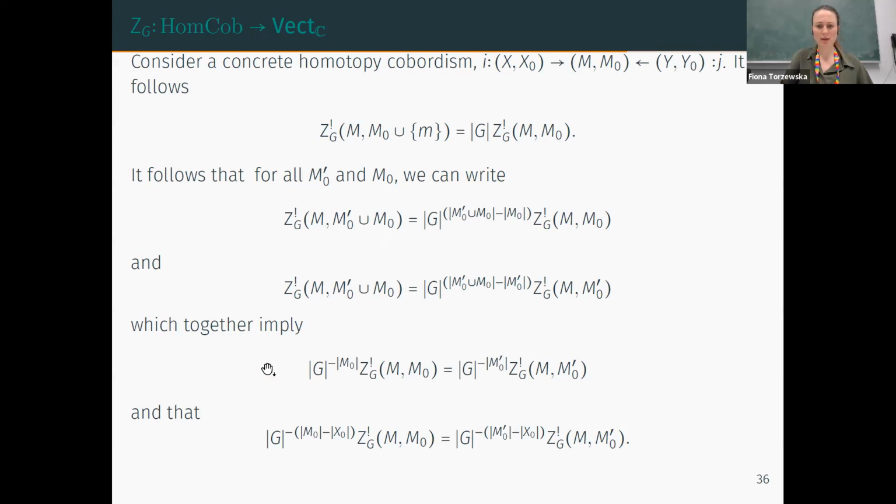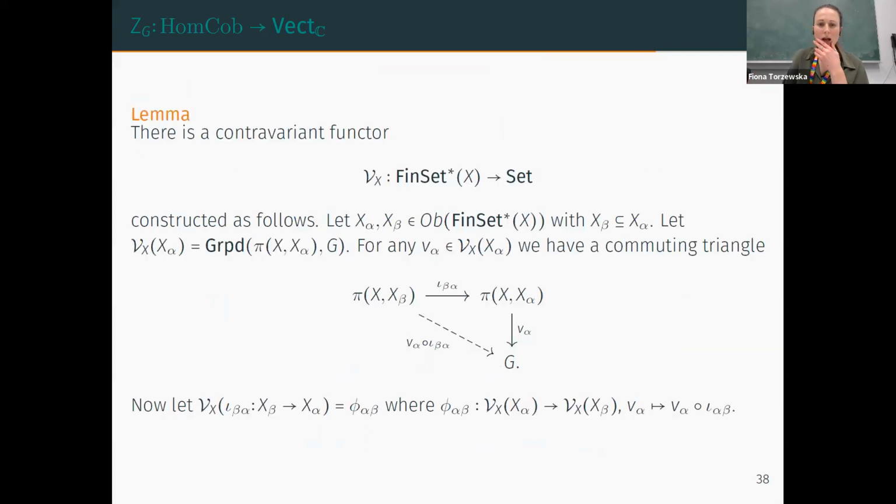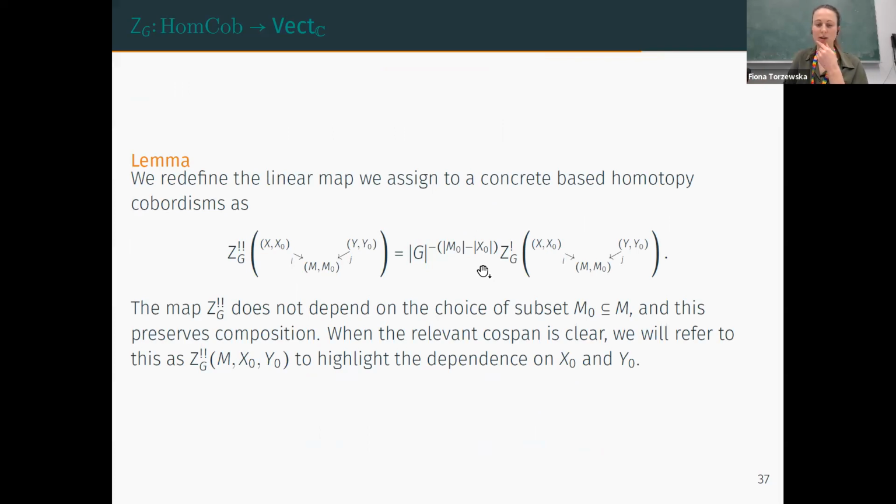So what we can do is make this straightforward argument that if we change the base points, I'm going to skip over most of the details of this, but if we change the base points in our space M, then we can just multiply by this normalization factor and still get the same value out. So the first thing we're going to do is adjust this ZG exclamation mark map to be this new ZG exclamation mark with this normalization factor. And now it no longer depends on the set M0. And we have this X0 as well, such that it still preserves composition.